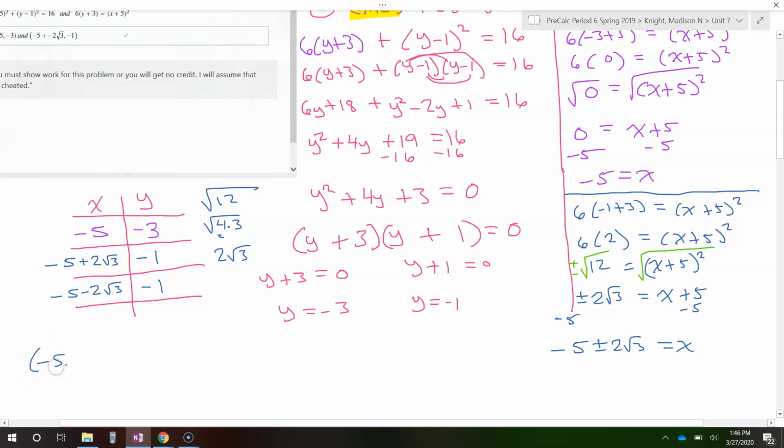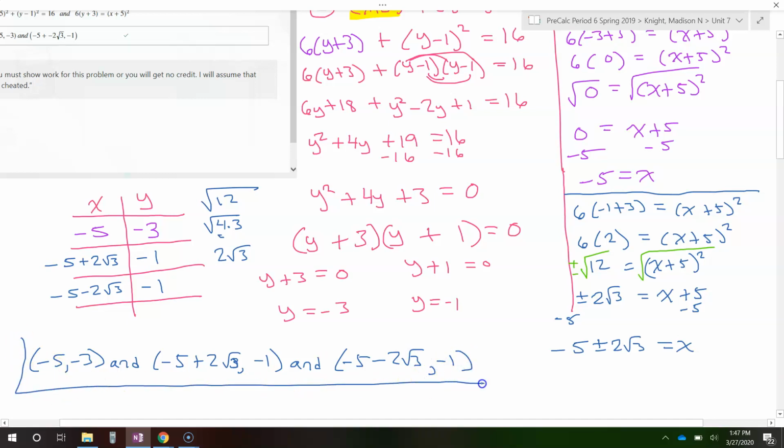So you should type this in as negative 5, negative 3, and negative 5 plus 2 radical 3, comma, negative 1, and negative 5 minus 2 radical 3, comma, negative 1. This is what you would type in. There are 3 solutions to this system. All right, that's it. That's how you do it.